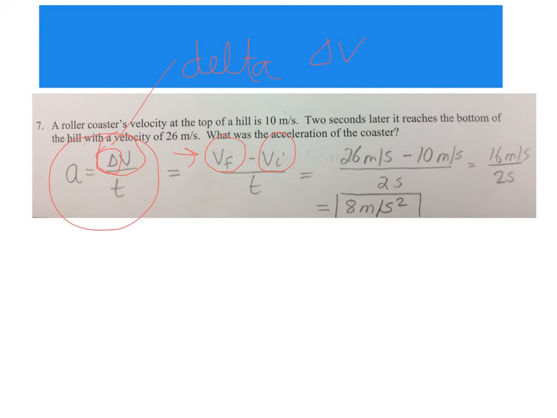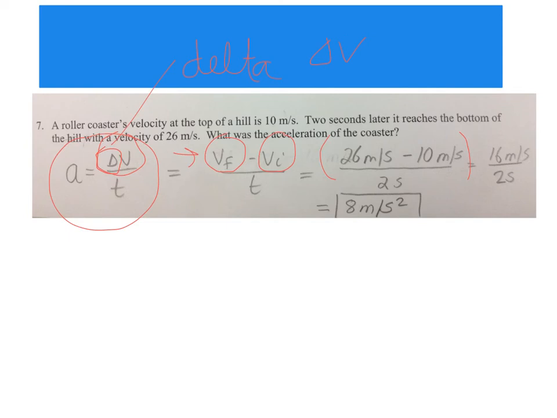So I wrote in my numbers here. The ending speed was 26, or the ending velocity was 26 meters per second, and the starting was 10 meters per second. And it's really important that I know what my starting and ending are. I can't just subtract this the other way around because I'll get a negative number, and a negative number will give me a different answer. So I have to be careful about that.